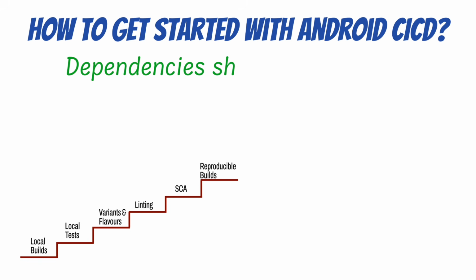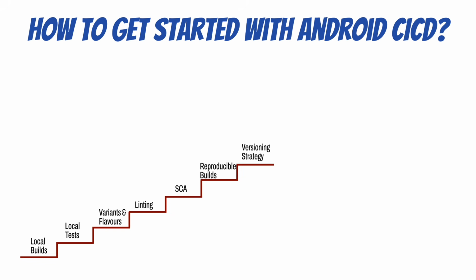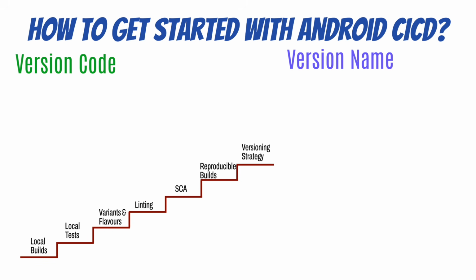All the dependencies are locked down. Once the builds are consistent, now we can talk about releases properly, because releases need versioning. I'm pretty sure you are already aware that in Android we have version code and version name. If you don't define a strategy, release becomes completely chaotic and debugging can become archaeology.